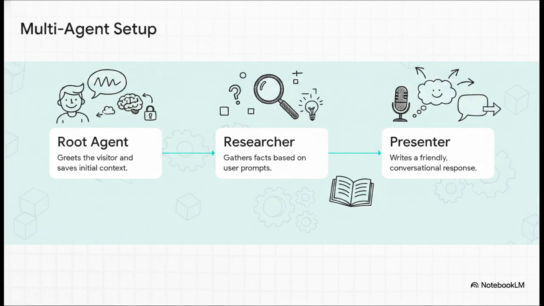This is the entry point that greets the visitor and saves their initial context. Second is the researcher agent. This one's the brains of the operation. It actually goes out and gathers facts based on the user's prompt. Third is the presenter agent. It takes all that raw data from the researcher and writes a friendly conversational response.